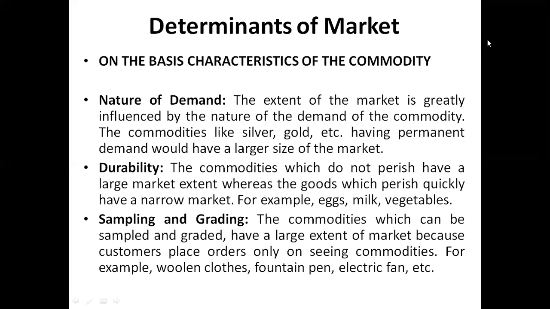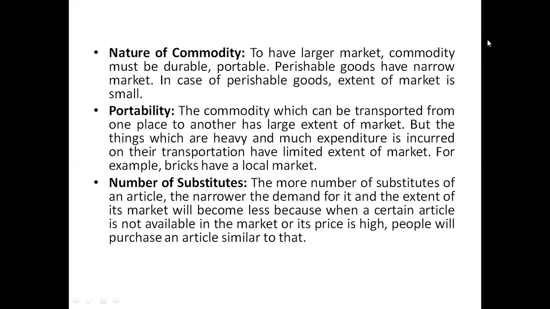Then the next is sampling and grading. So if a commodity can be divided into different grades and can be sold through samples, its market will be wide. Then the next is nature of commodity. So to have a larger market, commodities must be durable and portable. Then the next is portability. Market for commodities that can be carried easily at minimum cost from one place to another will be wider, and market for commodities that cannot be carried so will be narrower.